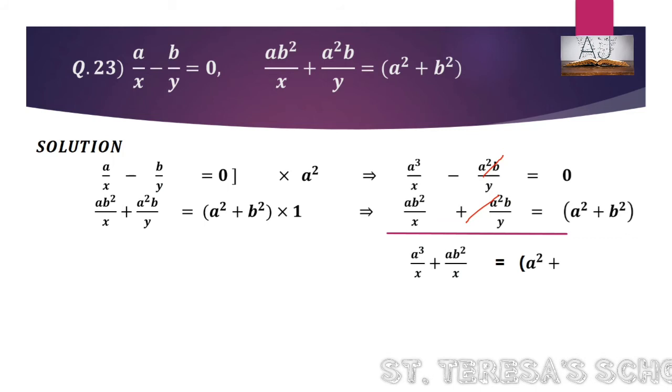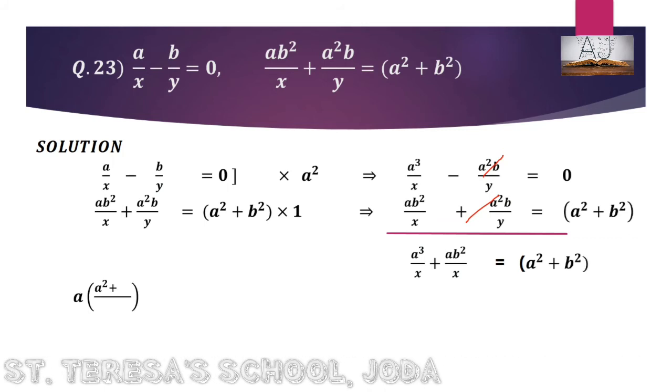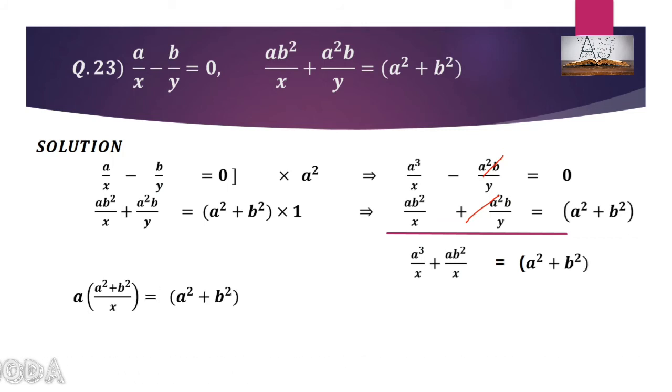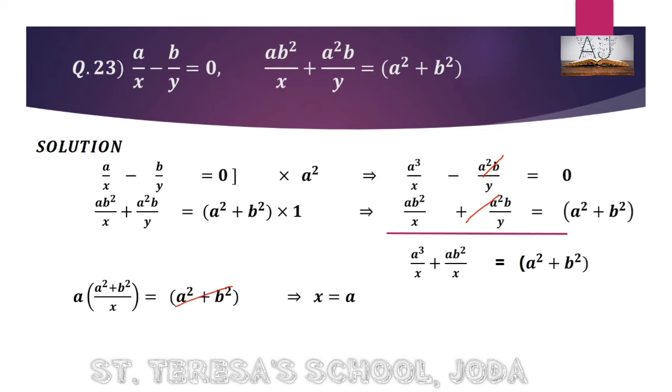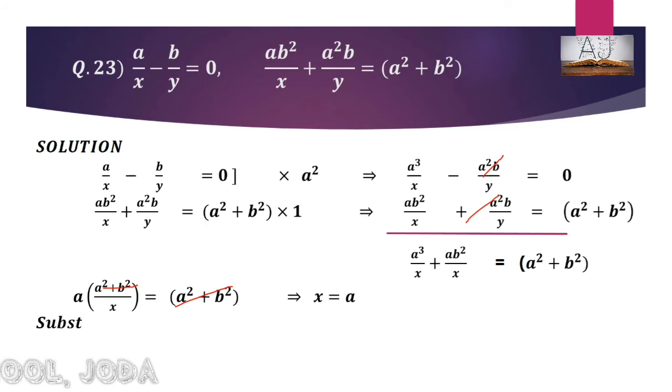So a cube by x plus ab square by x is equal to, add them both. Then take a common and like this, a square plus b square, actually a square plus b square by a square plus b square, these two get cancelled. Or we get x equal to a.